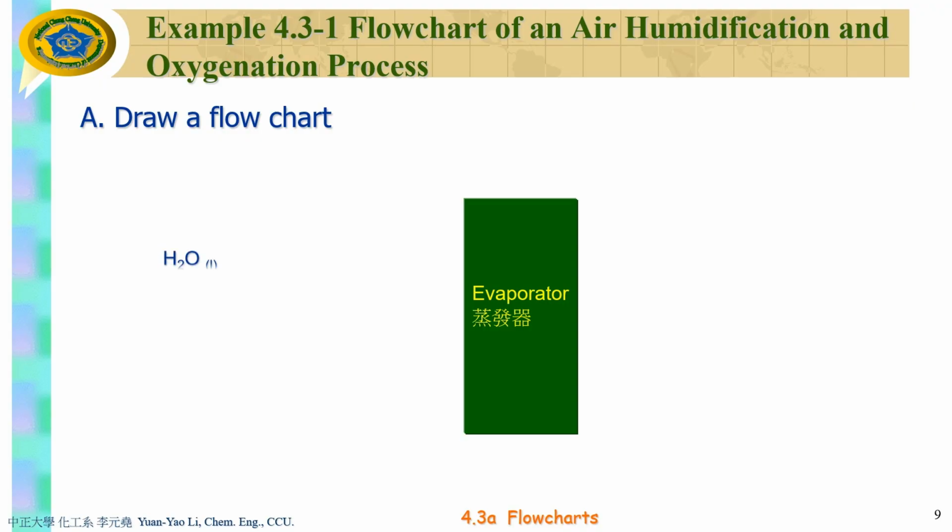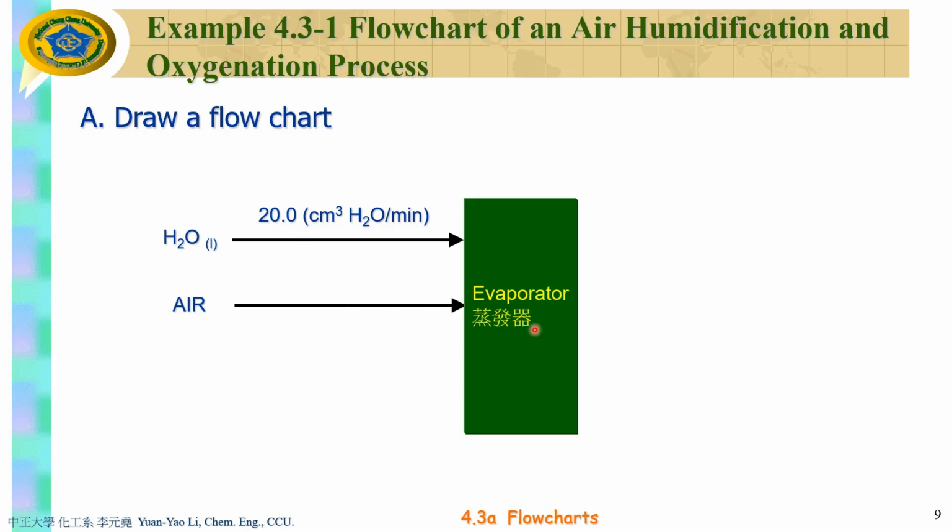So we have three streams. The first stream is water, right? So this subscript L represents liquid. So this is water, and you have 20 cubic meters of water per minute fed into this evaporator, or we call it the evaporation process. The second stream is air. They didn't tell you anything, but what you know is 79% nitrogen, 21% oxygen in mole ratio. So you have an unknown. You don't know the amount of air fed into this evaporator.